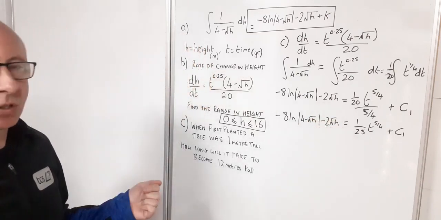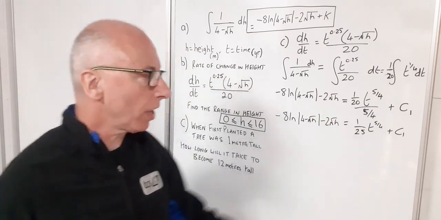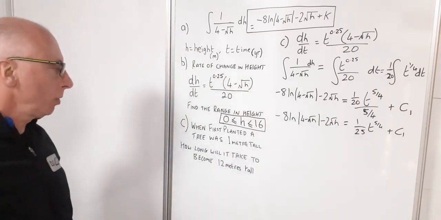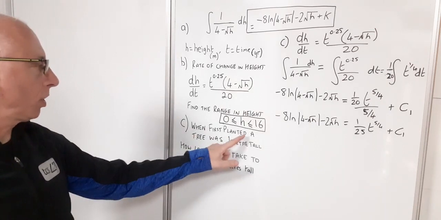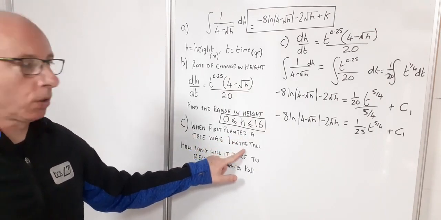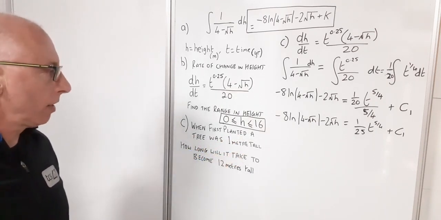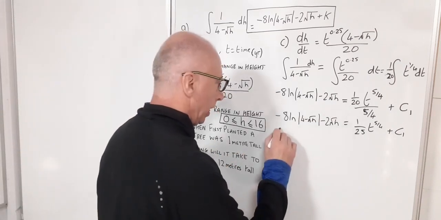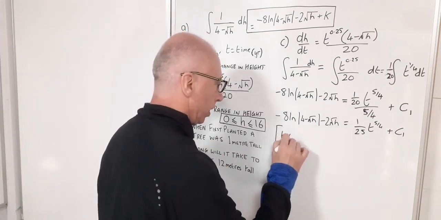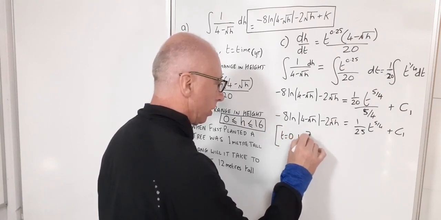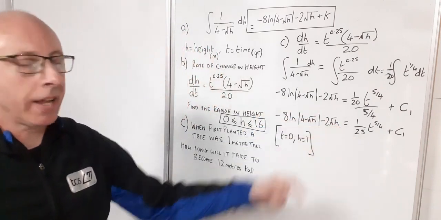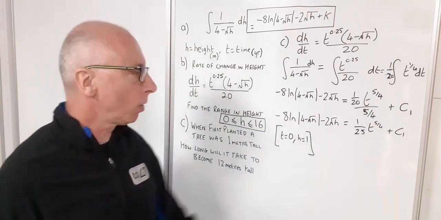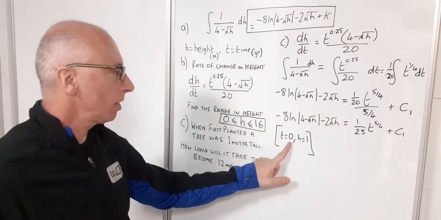Okay, now we need to try and evaluate what our constant of integration is. Now we know when the tree was first planted it was 1 meter tall, so when t equals 0, h equals 1. So if I plug that into there, we should be able to solve for c1. So t is 0, h is 1.